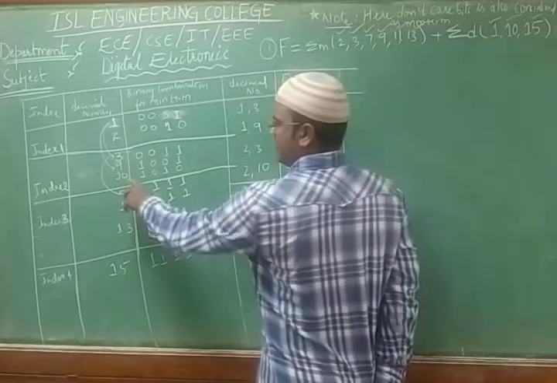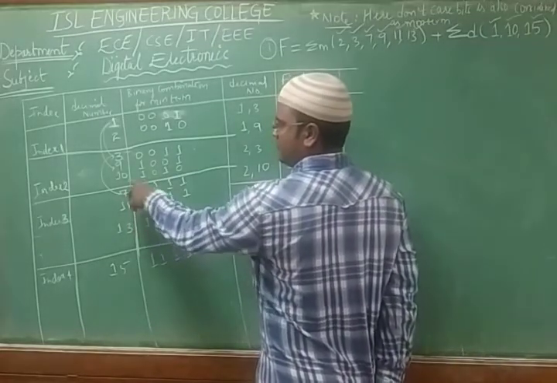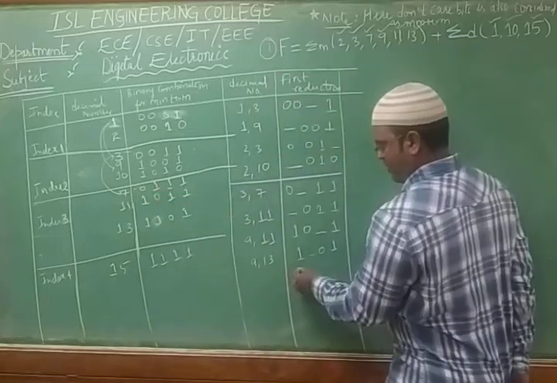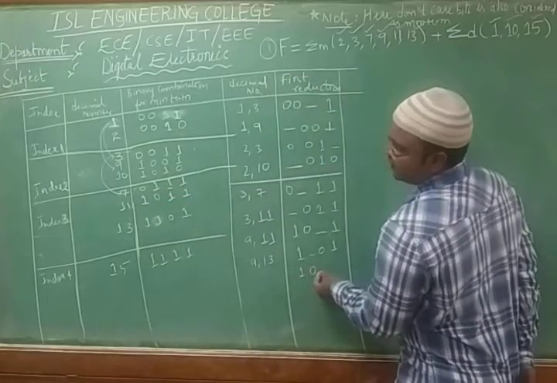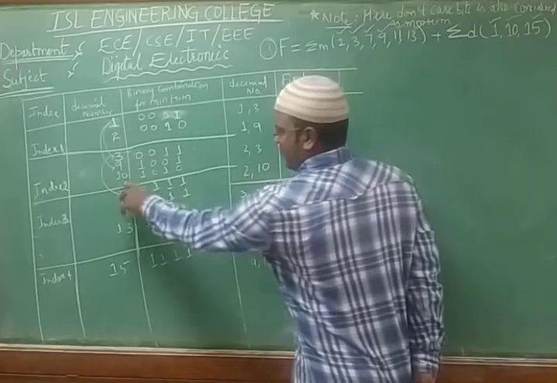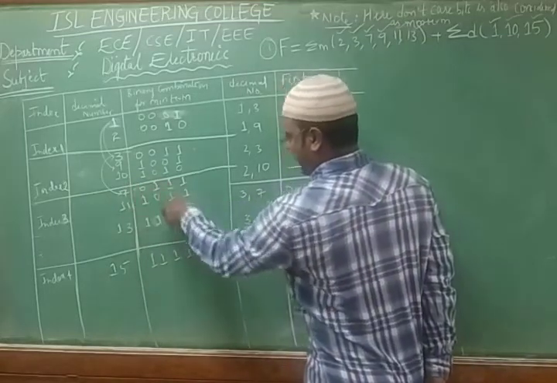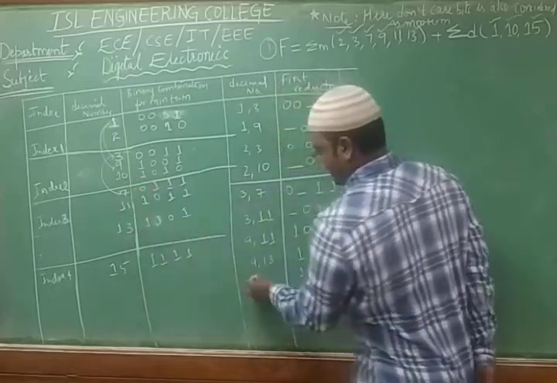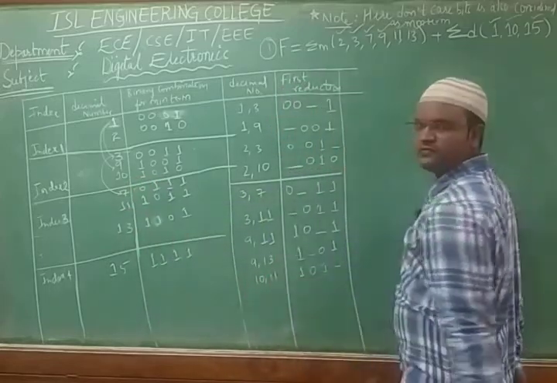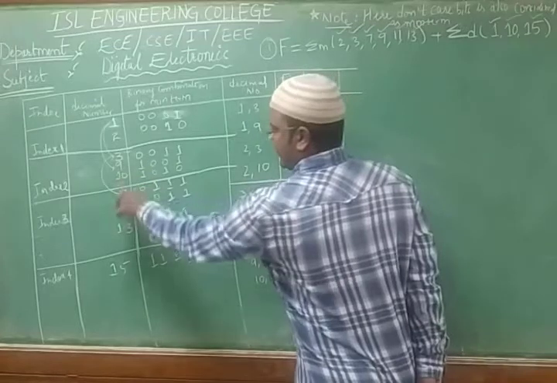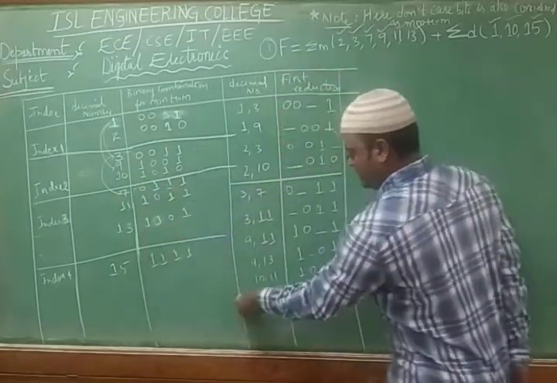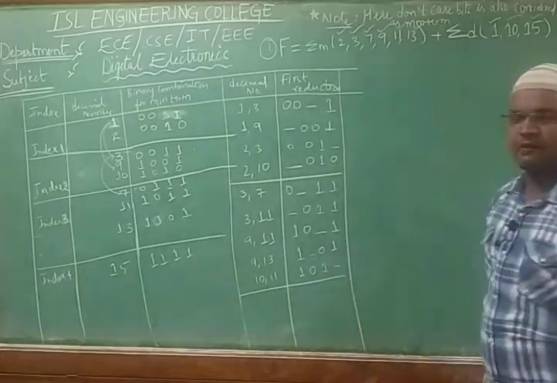Next, 10: try with 7. Possible? No. 10 with 11: yes. 1, 0, 1, dash. So 10 with 11 is 1, 0, 1, dash. We are done. Next 10 with 13: 2 bits differ, so we will not take it. That means the next comparison is also completed.